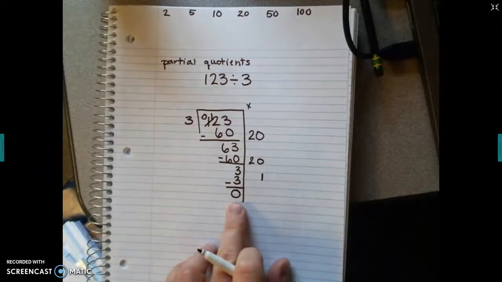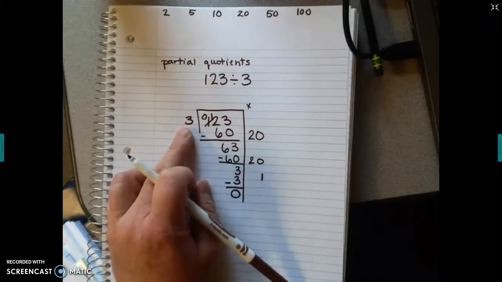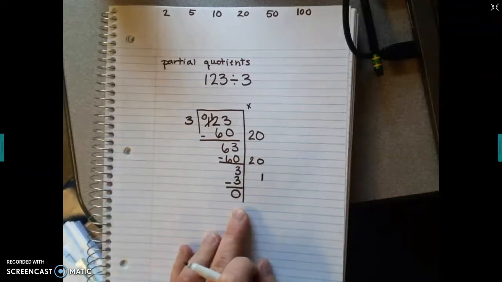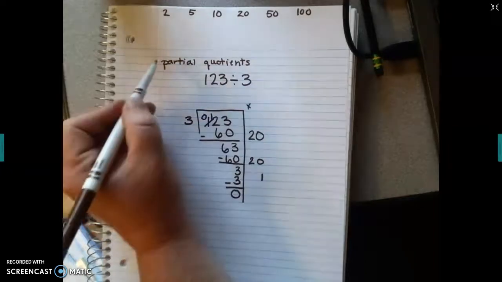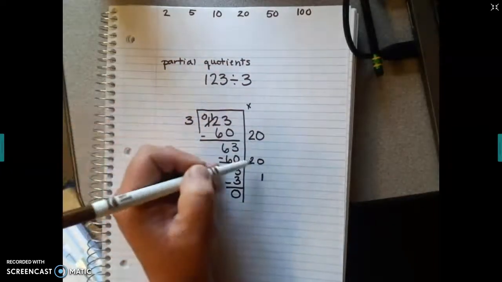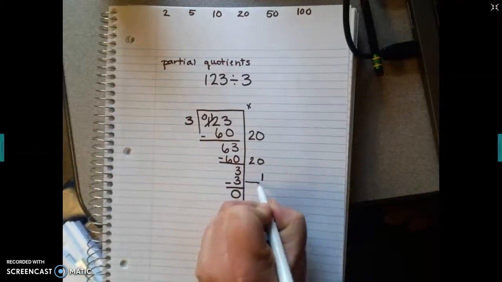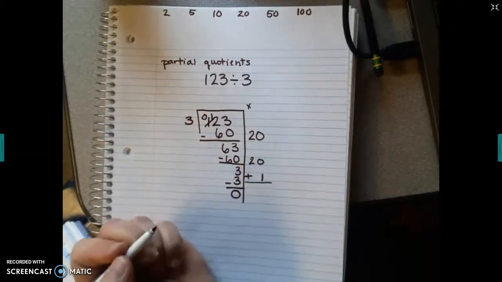If you get a number down here that is smaller than the divisor, that is going to be your remainder. Now, this time we didn't. We got 0. So remember, this is called partial quotients. These are the partial quotients. So what we have to do now is add them together.